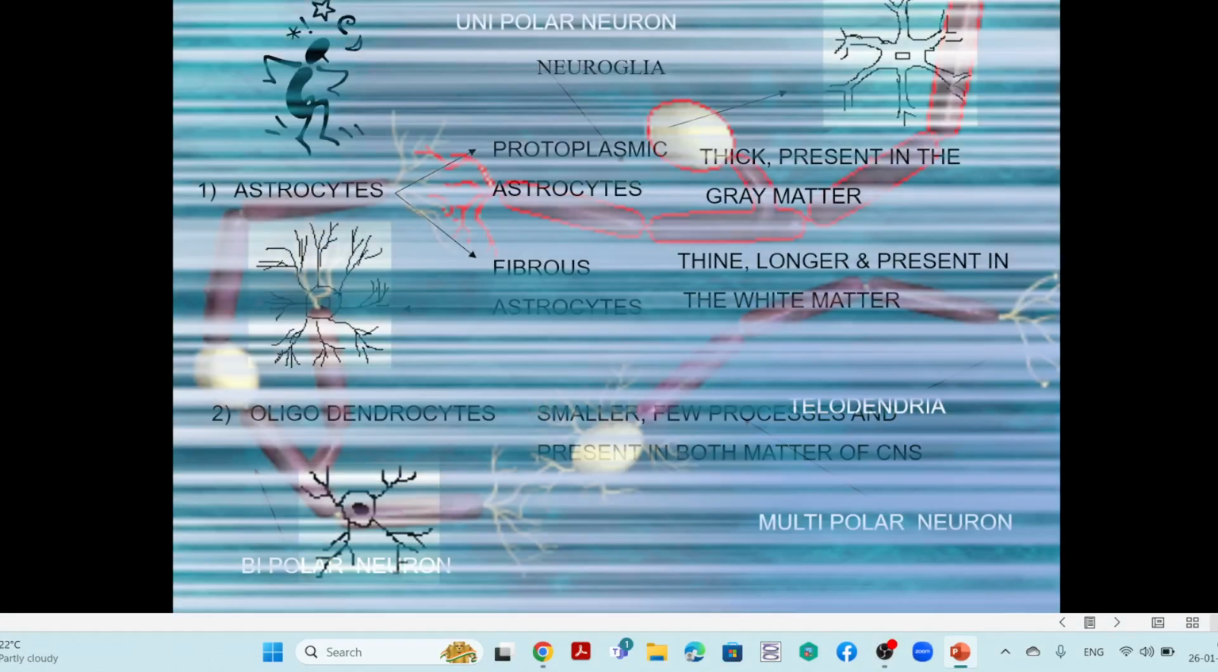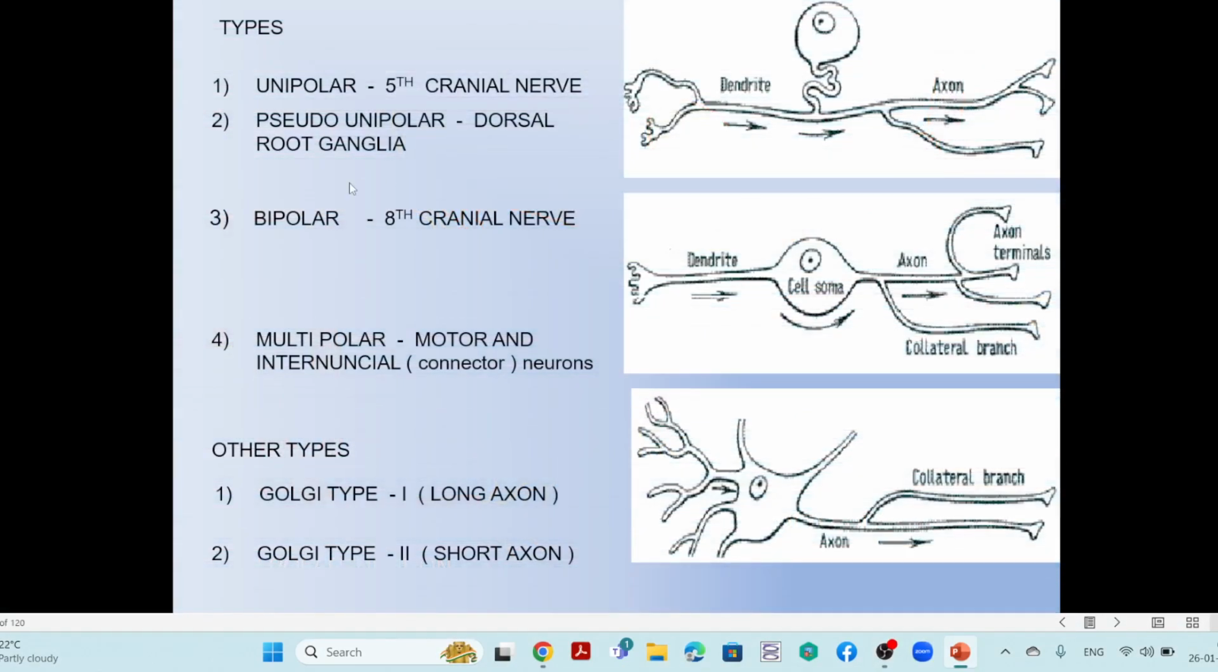That is the point you have to explain. Then bipolar. In the bipolar, the cell body has two processes, and one process becomes a dendrite and one process becomes an axon. This is called a bipolar neuron. Then the third one is the multipolar. The multipolar neuron has a cell body with numerous processes, short ones, called dendrites, and one long process called the axon.